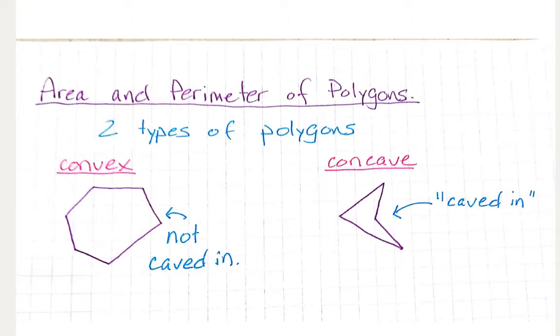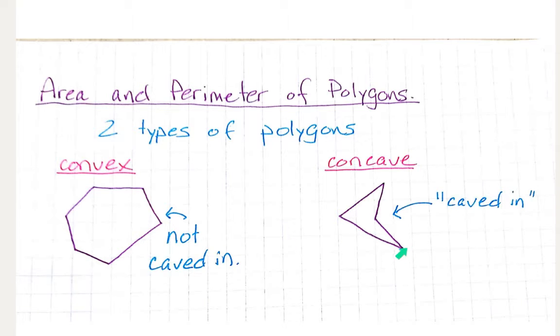In this section, we're going to talk about area and perimeter of polygons. And before we do, though, we're going to talk about two different types of polygons, just very briefly. We have convex polygons and concave polygons. Now, there's a technical definition for both of these, but the way I remember it, concave polygons are caved in on a side, and convex polygons are not concave.